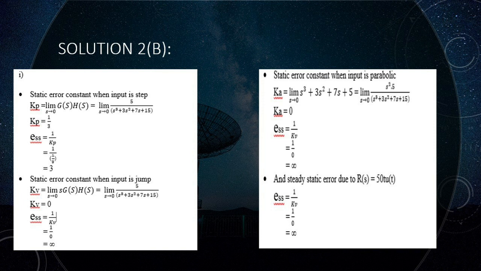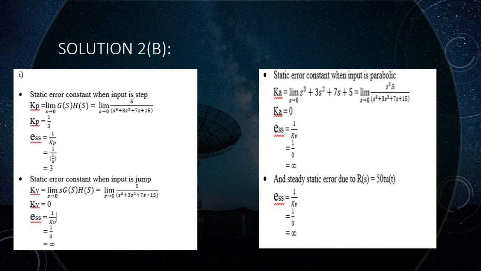In order to find the static error constant when input is stepped, the s value will be replaced with 0, so we can find the value of Kp, which is 1 over 3. After that, we have to find the steady state error, which is called ESS, with the formula of 1 over Kp. Once we implement the formula, we get the value, which is equal to 3.